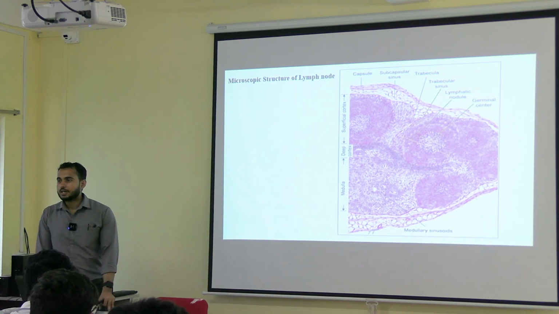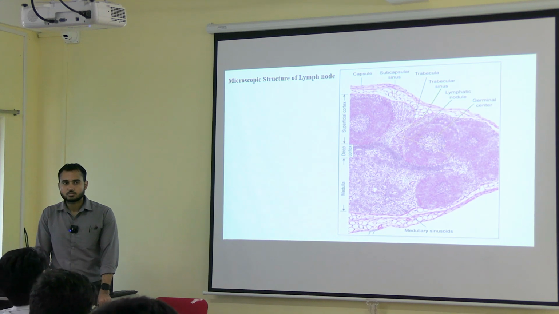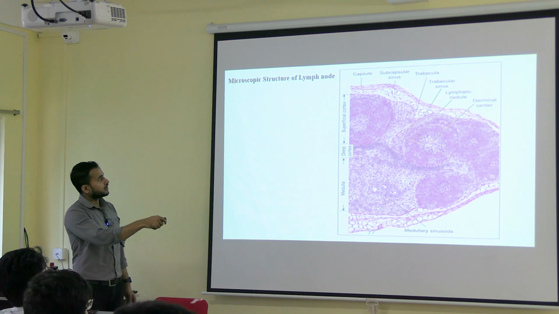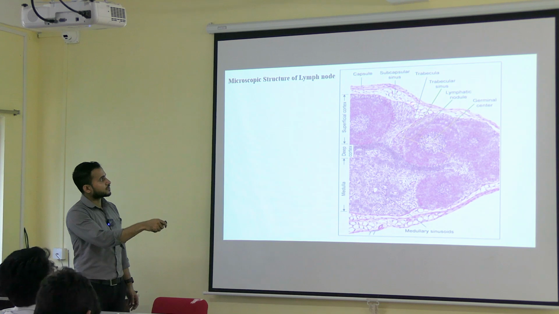So can you identify the parts? पहले क्या देखना है? First, what you have to see? Capsule. Very good. Can you see the capsule? ये देखो, this is the capsule. Below the capsule, can you see the subcapsular sinus? ये देखो, this is the subcapsular sinus.